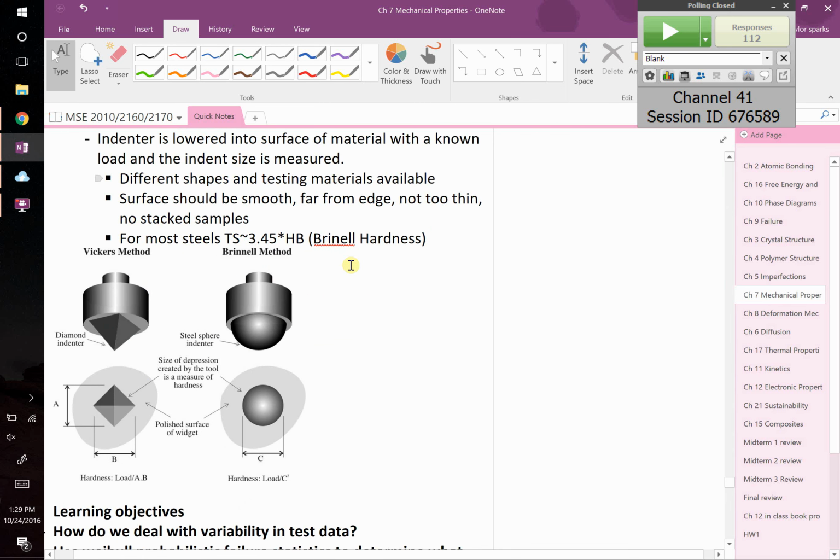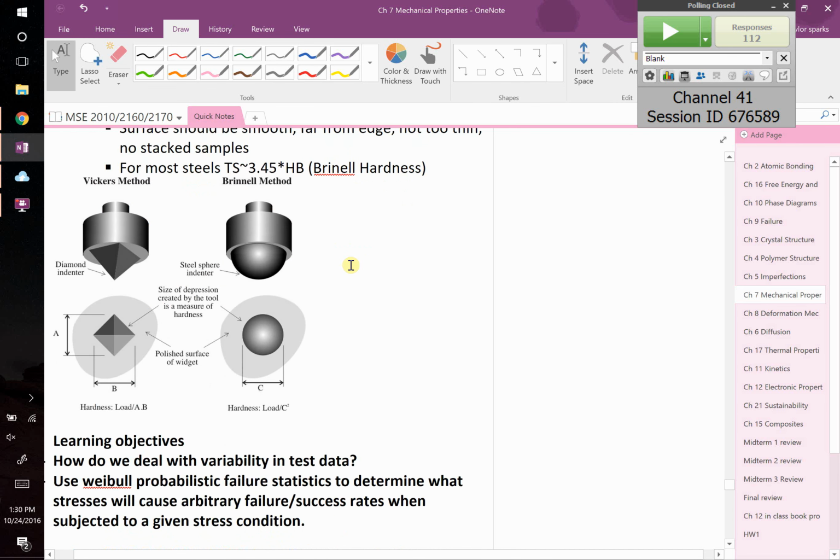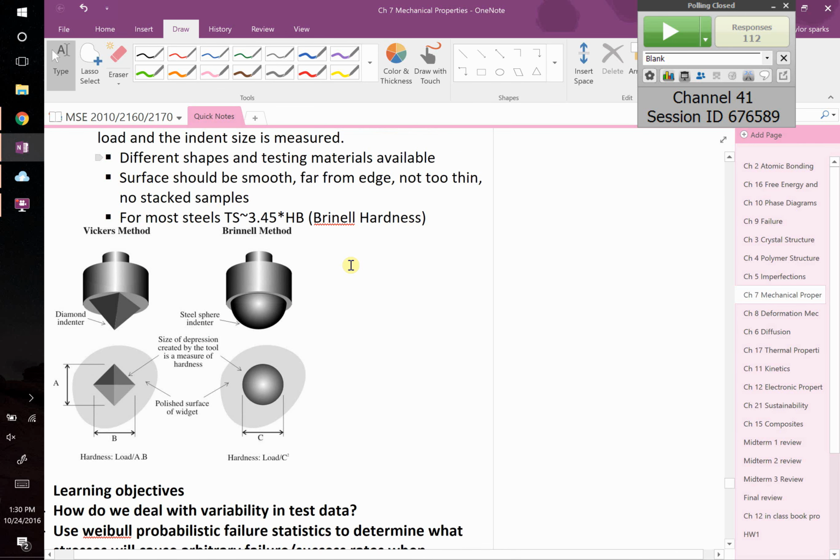But next time, we'll pick up with how we deal with variability in data. So you test one sample, and it doesn't change very much, but you test 20, and you've got a pretty big range. How do we deal with that as engineers? Is what we'll pick up next time. You don't.